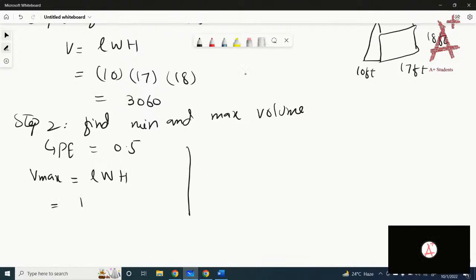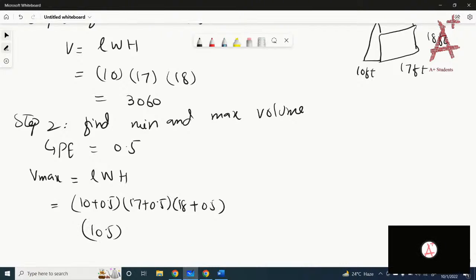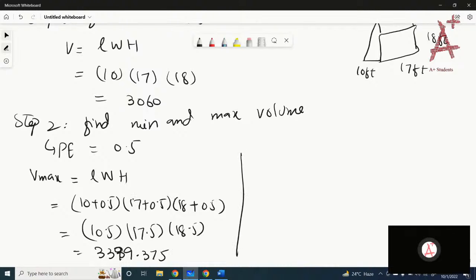So just add them: 10 plus 0.5, 17 plus 0.5, and 18 plus 0.5. Got it? So multiply all the values. It would be 10.5 times 17.5 times 18.5. So just multiply all the values, and it would be 3,399.375.